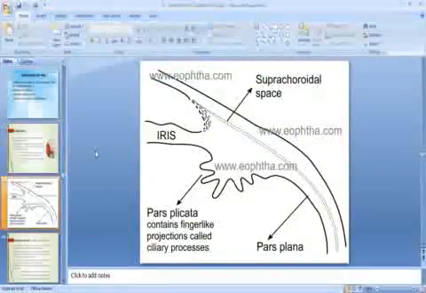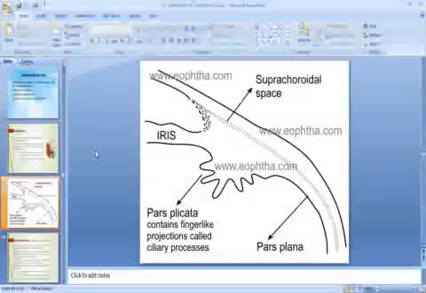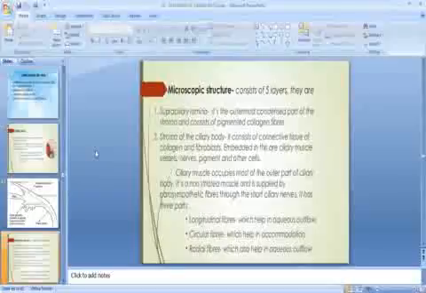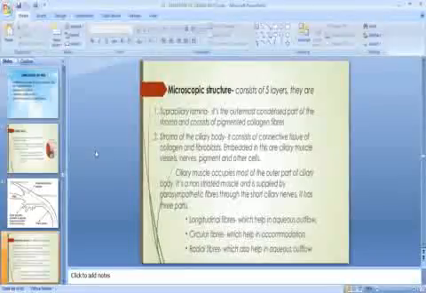So in this image you can see the two parts, the pars plana, which is almost a plain structure, and second is the pars plicata, which contains the finger-like projections, which are called the ciliary processes. Then comes the microscopic structure of ciliary body. There are 5 layers. The first layer is the supraciliary lamina. It is the outermost condensed part of the stroma and consists of pigmented collagen fibers.